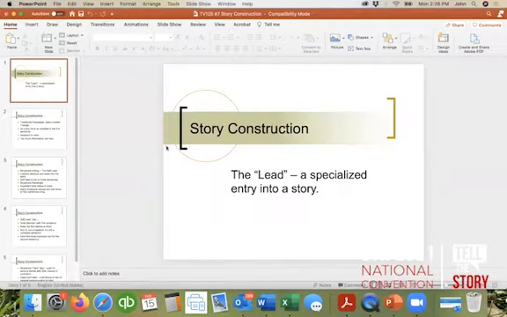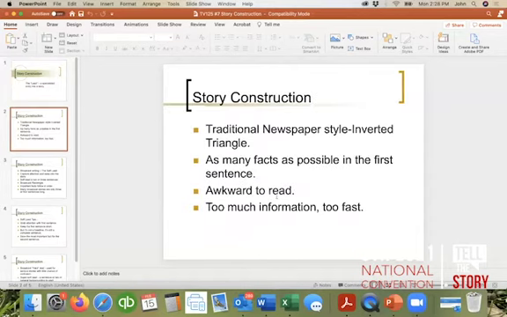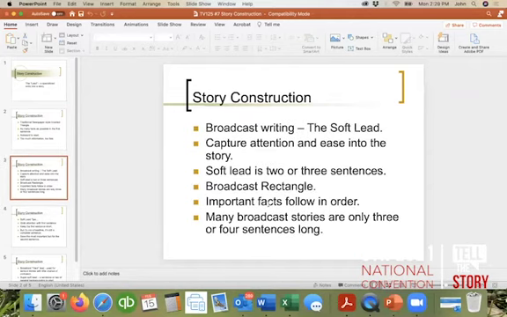Story construction: kind of beginning, middle, end, if you will. Traditional newspaper writing is an inverted triangle, and we're kind of the upside down. Newspapers have as many facts as possible in the first paragraph. They're awkward to read, sometimes too much information. In broadcast writing, the soft lead is to capture the attention or ease into the story. A soft lead can be 2-3 sentences. More of a broadcast rectangle. Important facts will follow in order, for the most part.